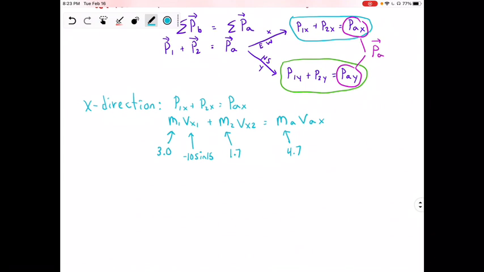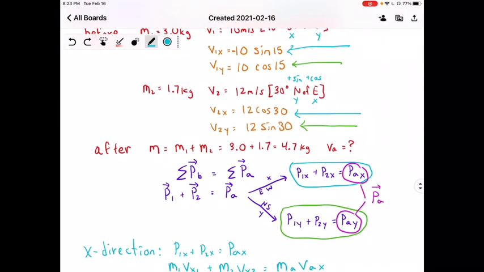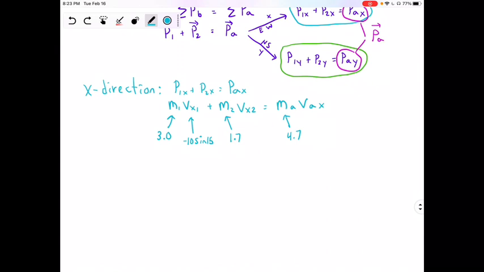This is a place where you want to be extra careful when you're doing two-dimensional conservation of momentum. Don't lose track of your minus signs. The first velocity is in the west direction, which means that its component in the x direction is negative. And v2 is 12 cos 30. And the goal in the x direction is to solve for v after in the x direction, or the component of the final velocity in the x direction.